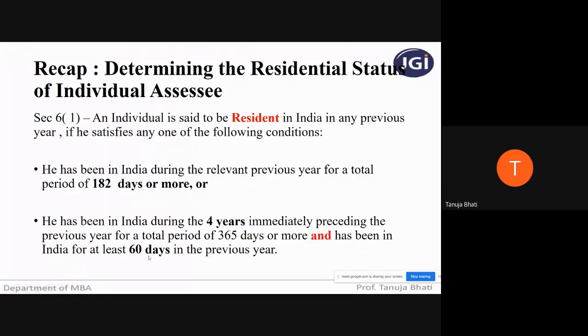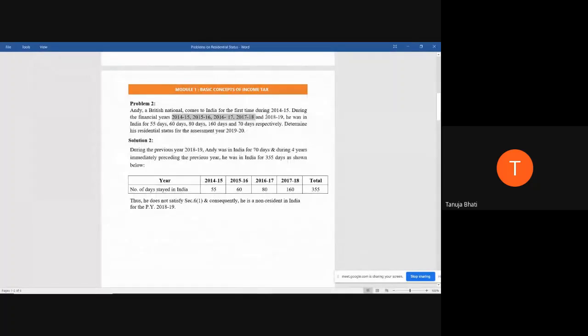And only for this 60 days in the previous year, and so this only previous year. When I say previous year and relevant previous year, it means the same. So 60 days you have to just see for this particular year, and 365 days or more you have to see for the 4 years, leaving the relevant previous year.